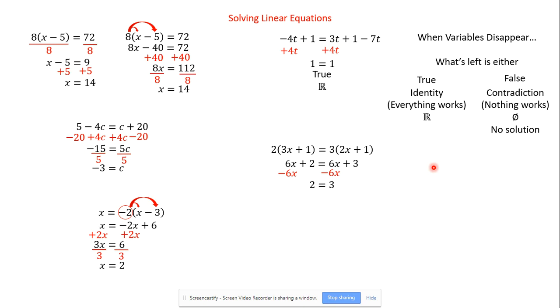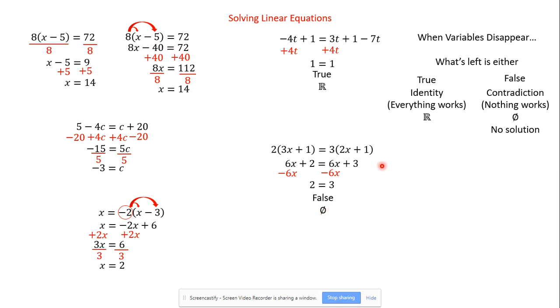So our variables disappeared. Is what's left true or false? 2 equals 3. Well, 2 does not actually equal 3, so that would be false, which means it's no solution. It's the empty set. You could write out no solution if brevity isn't really your thing, but it is mine, so I like the symbol.